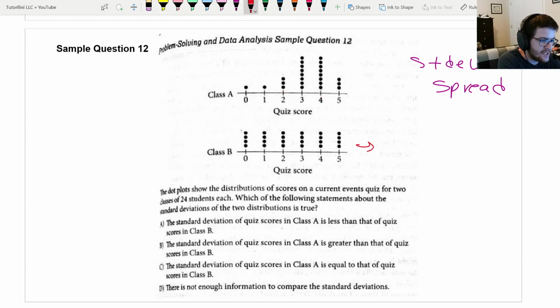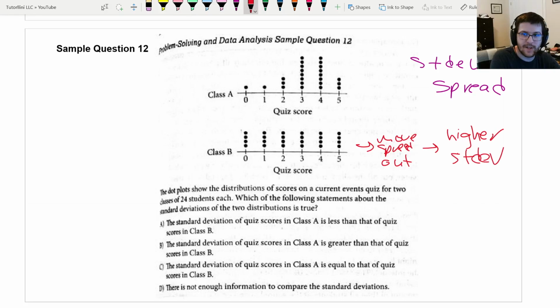So class B is more spread out on average, so it has a higher standard deviation. That's all you got to know. Whatever the more spread out one is has a higher standard deviation.